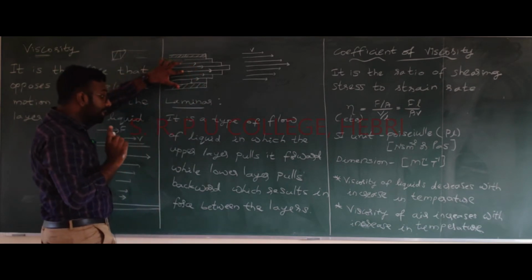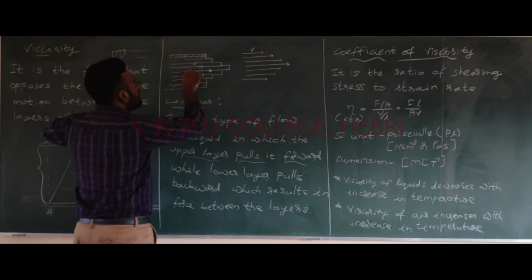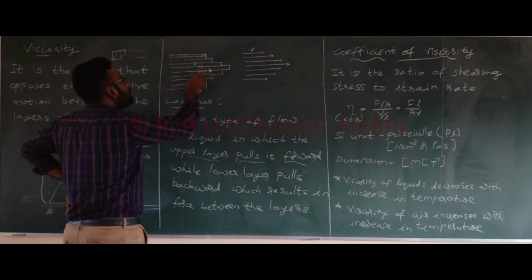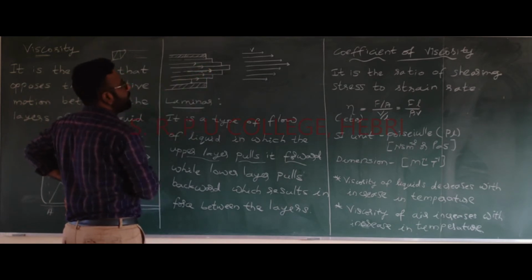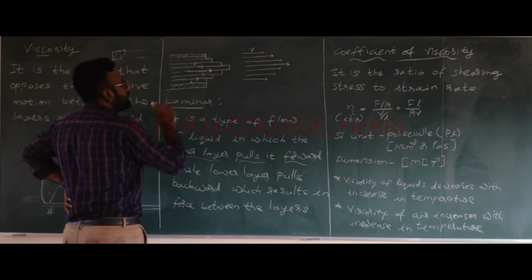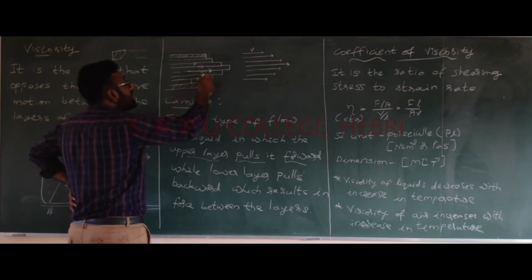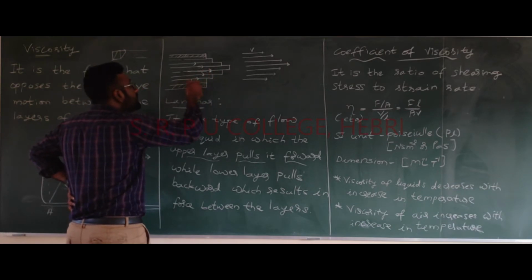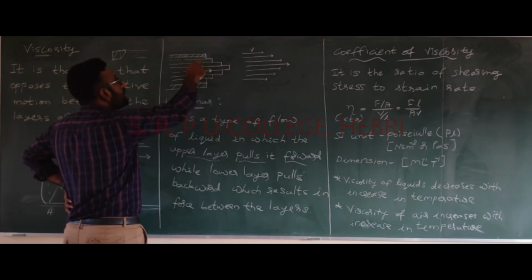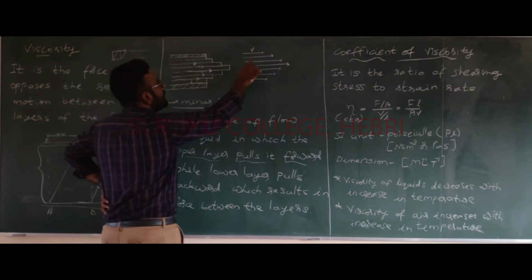Now what does this upper layer do? Upper layer pulls it forward. See, upper layer pulls it forward while lower layer pulls it backward. That is the reason why there is a force developed between the layers. Look here, velocity decreases as we move towards the pipe. Similarly here also, as we move towards a pipe, velocity decreases. It will be clear over here.